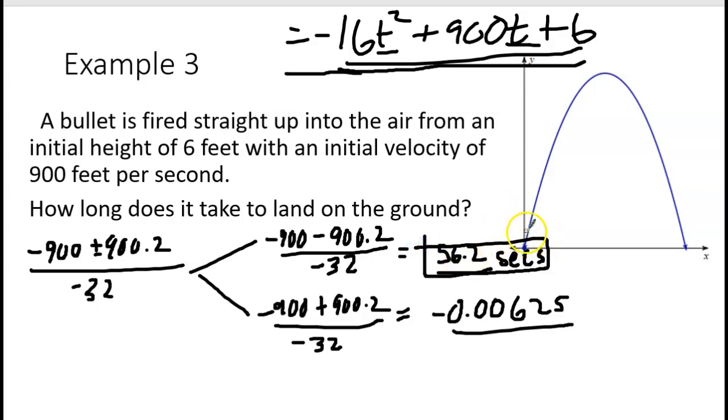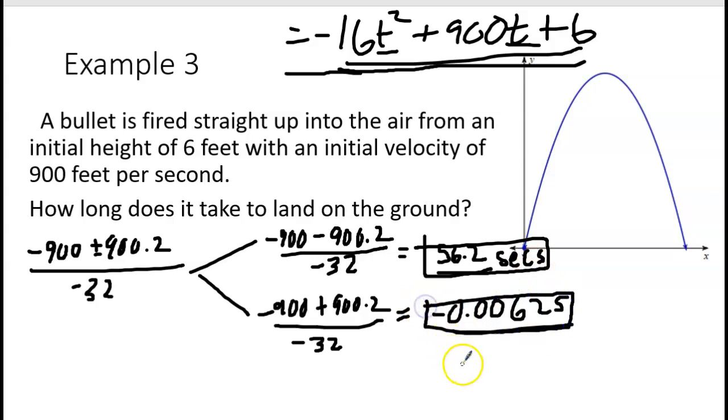So once that bullet is shot, it goes up in the air, it reaches its max height, and then it lands on the ground. That takes almost an entire minute to happen. Now remember, in real life it might be a little bit different because of air resistance, but that's our answer for now, okay? Now what's up with this answer though?